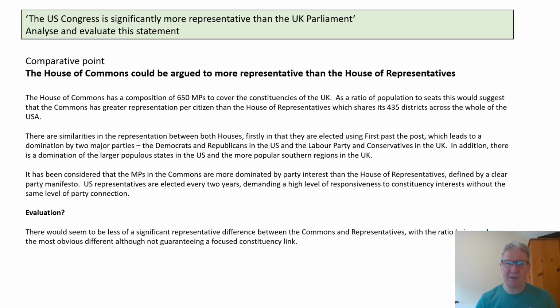It's also been considered that MPs in the Commons are more dominated by party interests, and it would suggest perhaps that the House of Representatives is a better house in terms of responsiveness to constituency interests. Of course, there are other factors that relate to that, but that's maybe a point of contrast you can raise. So overall, it would seem to be not much of a significant representative difference between the Commons and the House of Representatives. The most obvious thing being the ratio, and that's maybe why I would focus on that point in my evaluation.